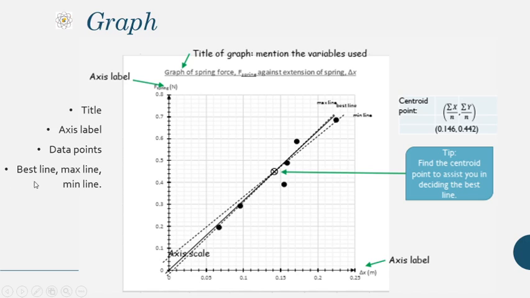Then, for us to calculate the uncertainty for a line, you need to draw another 2 lines. These are the 2 other best estimated lines besides the baseline. So you actually have another 2 chances to draw lines: the minimum line and also the maximum line. Now, that's all about graph.